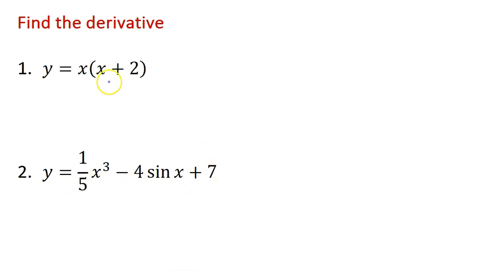For number 1, we do not yet know how to take the derivative of something times something, so we need to rewrite this using the distributive property. This is the easier way anyway. We have not yet taken the derivative. We've just rewritten the original expression. But now we can easily find the derivative term by term.